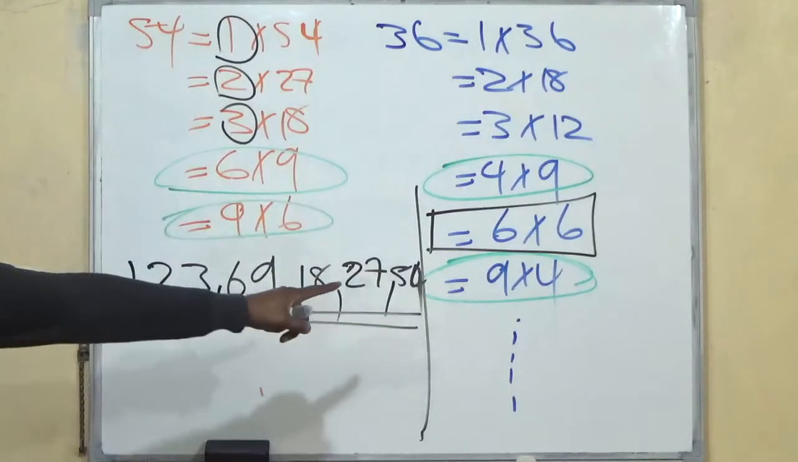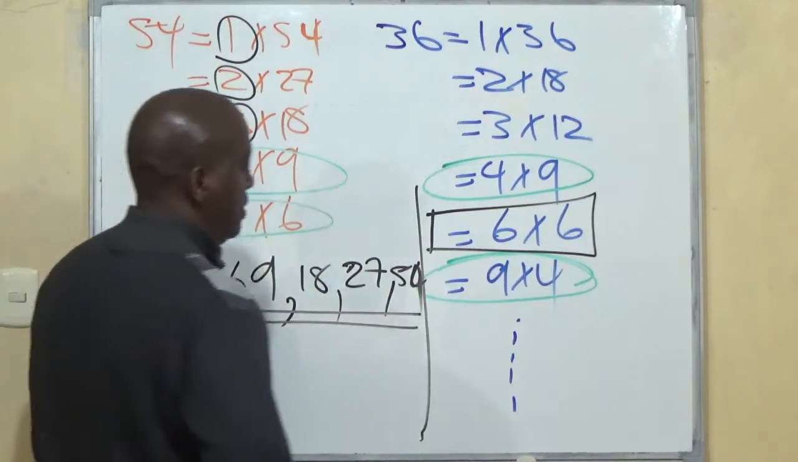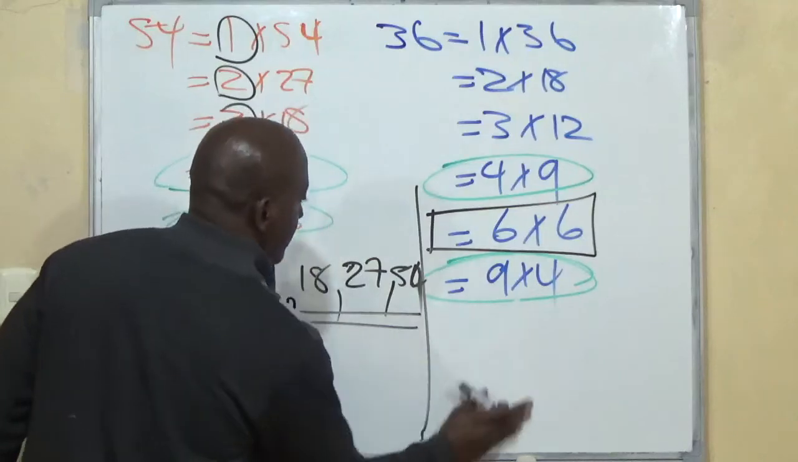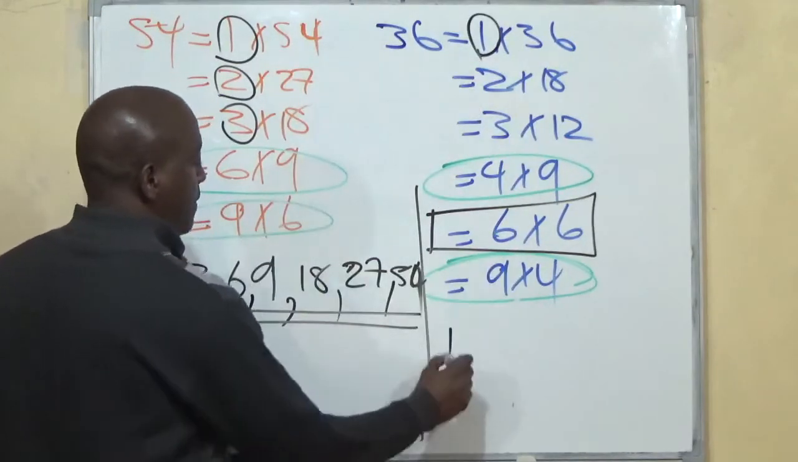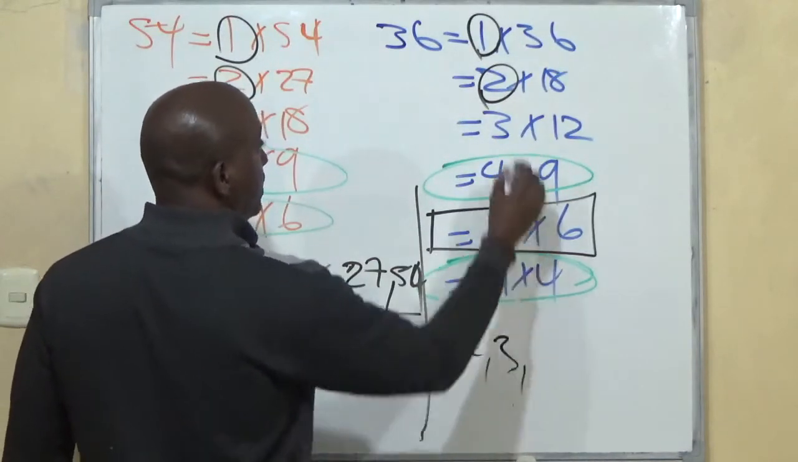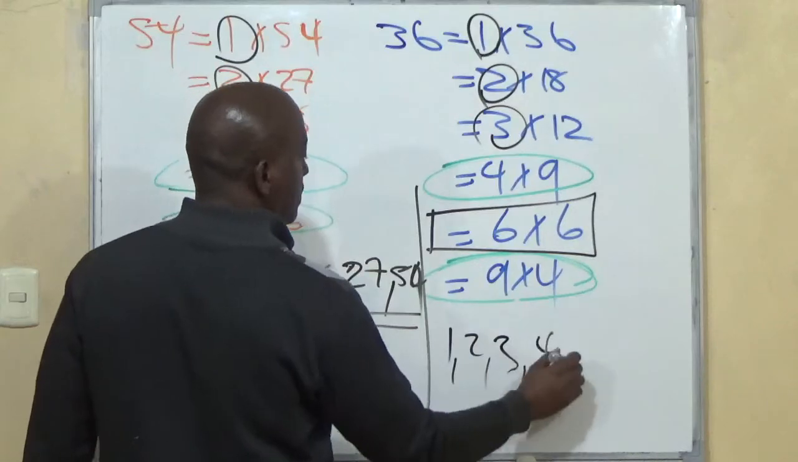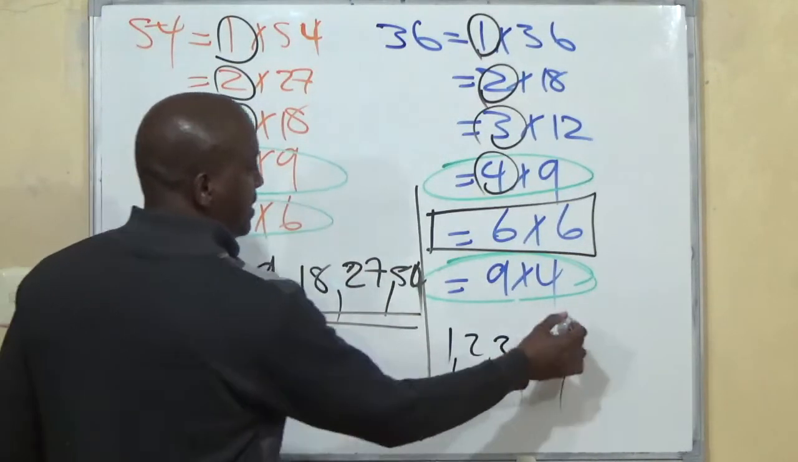We had already written the factors of 36, but I'll repeat it just for the sake of emphasis. So we start with 1. Look at right here. First factor. Second factor. Third factor. Fourth factor. The fifth factor now is 6 because it's 6.